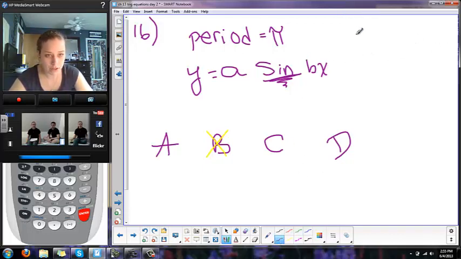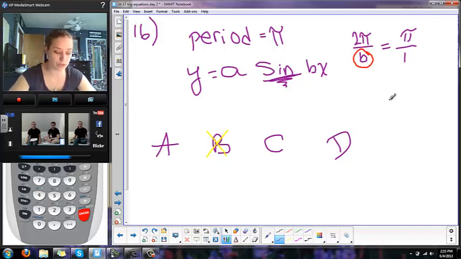So the definition of the period is 2 pi over b, and in this case we know that the period is equal to pi, so I can solve this equation. I can put this over 1 and cross multiply, and I can figure out what this b is. I can figure out what the frequency is. And all that will tell me is how many curves you see between 0 and 2 pi. So once we know what b is, we can just count and pick which one is the answer.